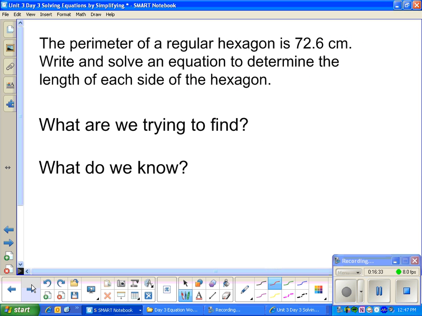The perimeter of a regular hexagon is 72.6 centimeters. Write and solve an equation to determine the length of each side of the hexagon. All right, so what are we trying to find? The question says, write and solve an equation to determine the length of each side of the hexagon. So I'm trying to find the side length, and that is my variable. I will call that S. I'm trying to find S.